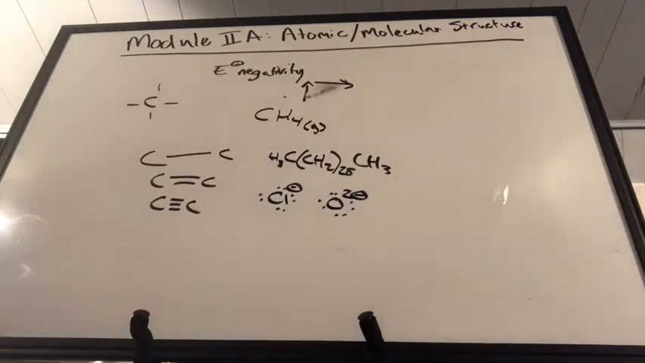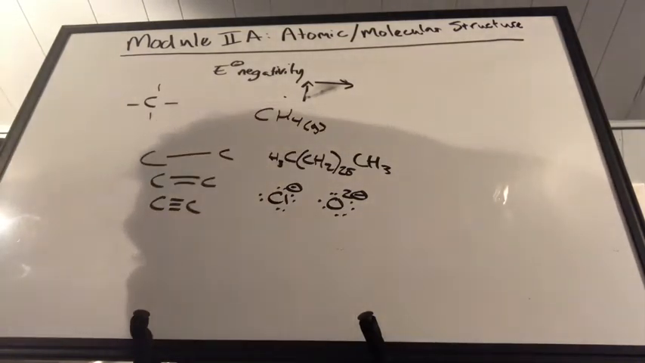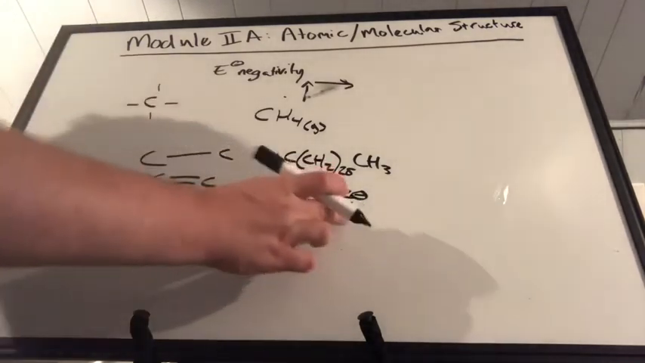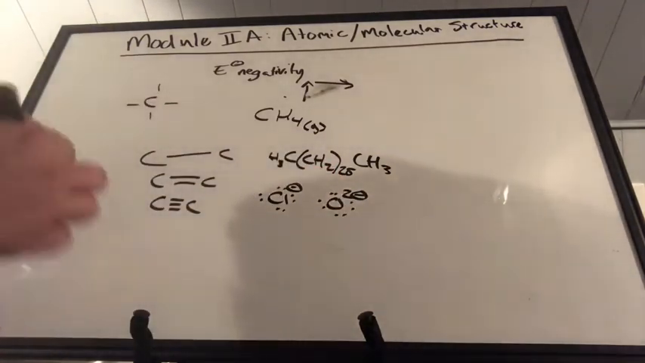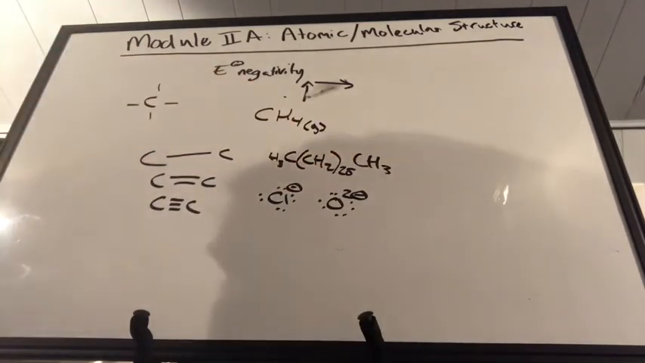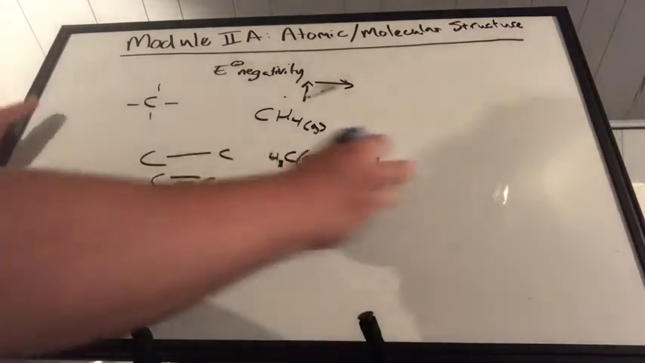Now, I talked about the octet rule. Let's talk about electronegativity and then dipole moments. But we're going to get into Lewis structures. So these are Lewis symbols, not Lewis structures. And these are just molecular formulae.